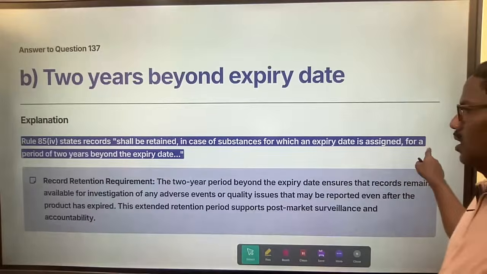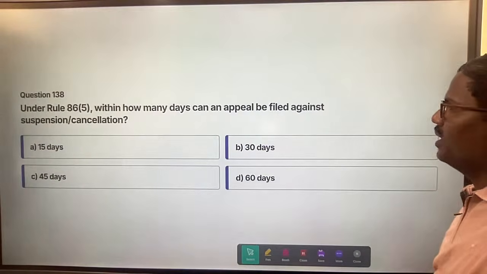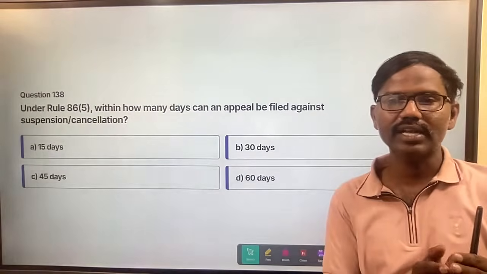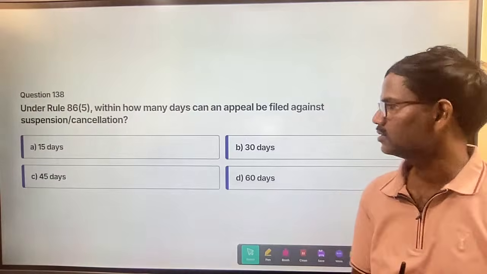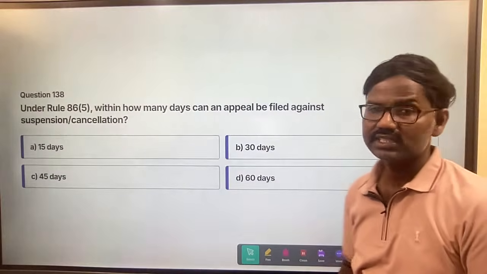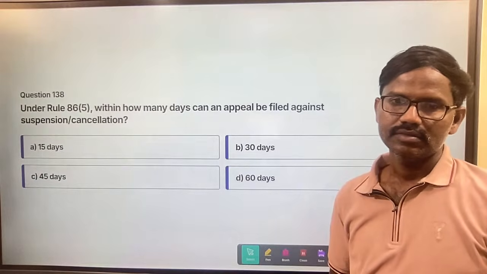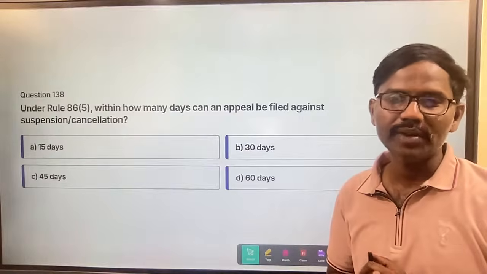Yes, excellent. Under Rule 86, within how many days can an appeal be filed against suspension or cancellation? If somebody has cancelled your license, in how many days should you go for appeal? 15 days, 30 days, 45 days, 60 days. Manufacturer, you came to my company and cancelled my license, then in how many days should I go for appeal?